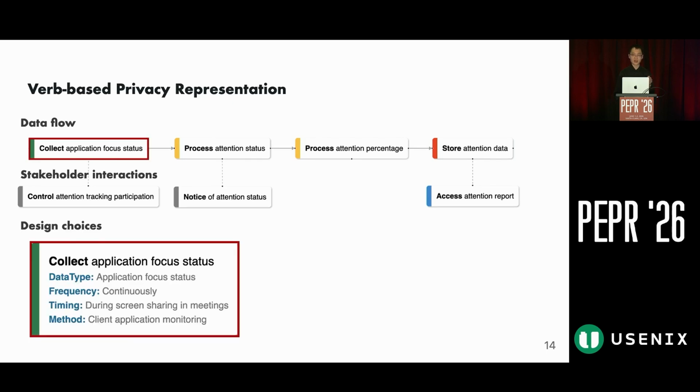And each data action or stakeholder interaction has a few properties. We ask developers to explicitly articulate the design decisions associated with each node. For example, collect may have data type, frequency, timing, and method.